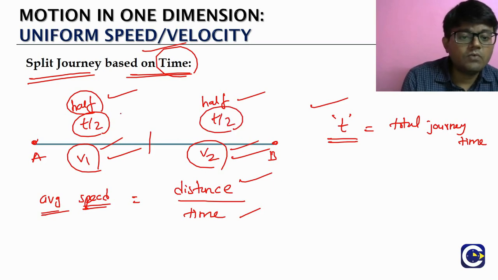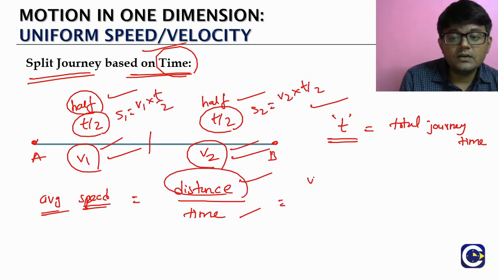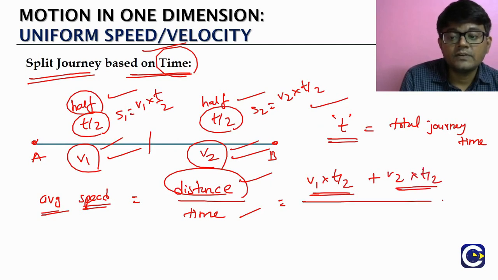Now we look at the distance covered in the first half of the time. What is it going to be? The speed here, v1, into the time, which is t by 2. What is the distance covered in the second half of the time? Speed here, v2, into the time here. So look at the formula. Total distance means speed into time for the first half, which is the distance covered in the first half of the time interval, plus the speed into the time there, that is the distance covered in the second half of the time interval.